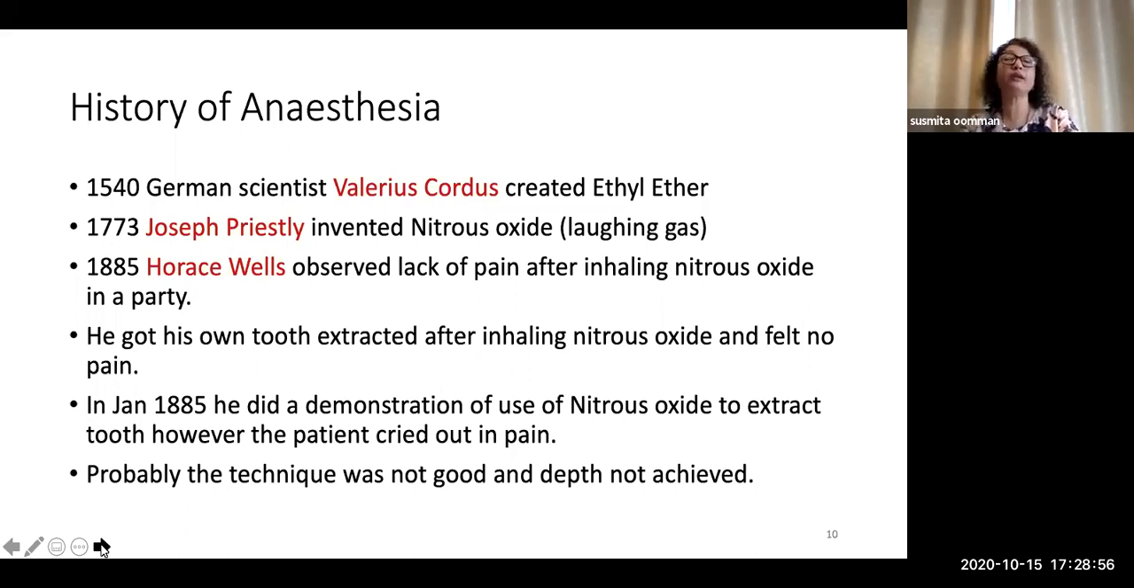However, he went to do a demonstration of the use of nitrous oxide for pain relief, but when the tooth was coming out, the patient cried out in pain. Later on, the patient did not remember the incident or any pain, but at the point the tooth came out, he shouted in pain. So that was booed and people called him a humbug, and the whole thing was thrown out and people didn't believe in it. We think now that probably whoever was administering the nitrous oxide did not have the patient deep enough to obtain the analgesia component.